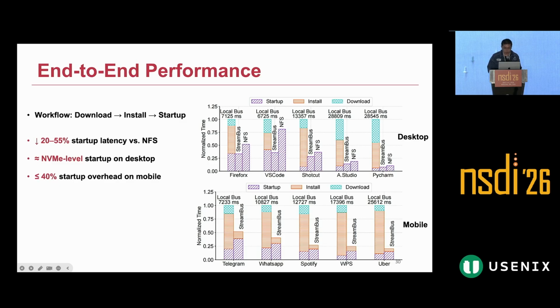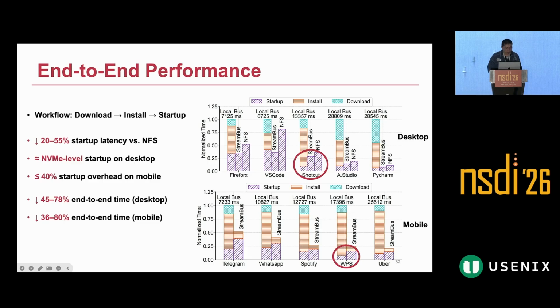Compared to local storage, StreamBus achieves near NVMe performance on desktop. And on mobile devices, it typically sustains startup overheads below 40% relative to local storage, even over Wi-Fi. There are a few exceptions, such as Shortcut on desktop and WPS on mobile, where performance drops due to fragmented layouts and less predictable access patterns.